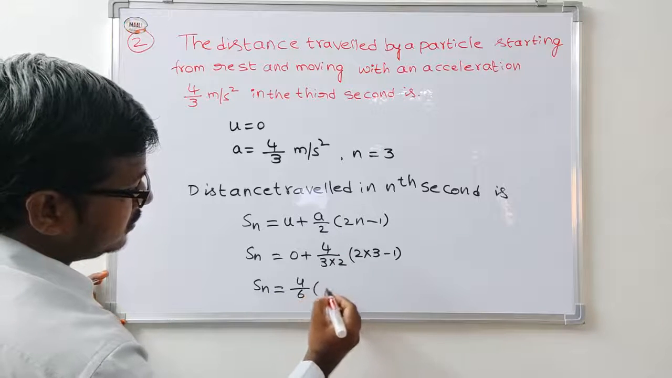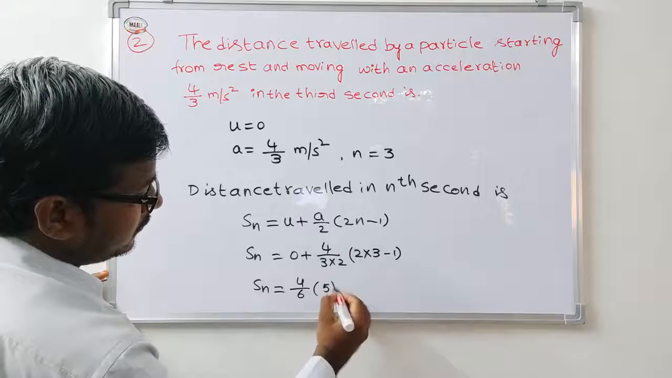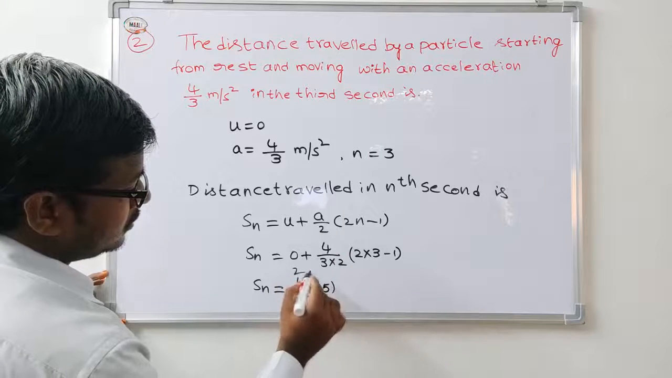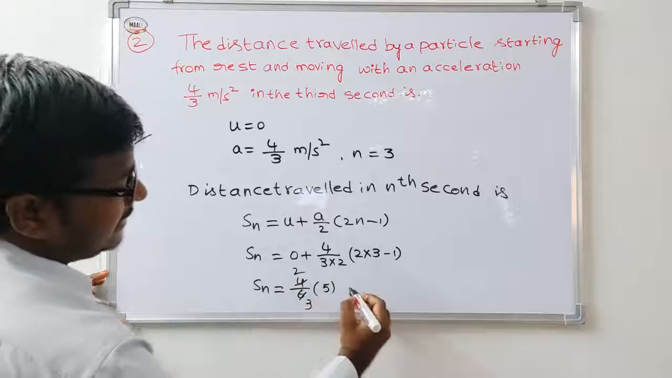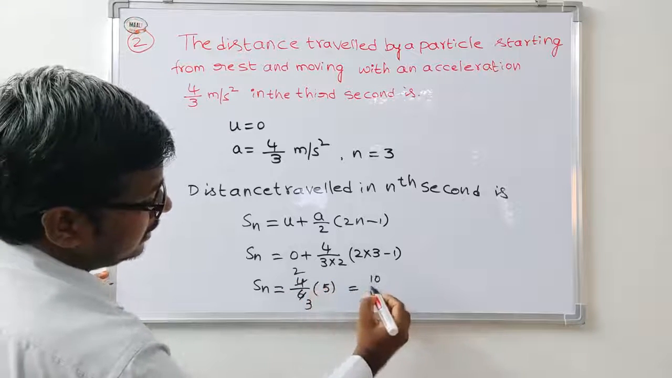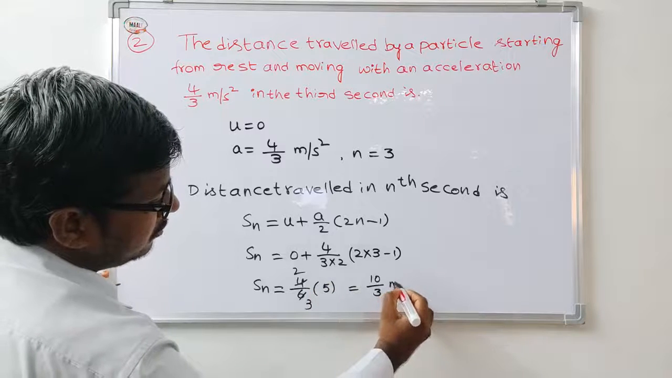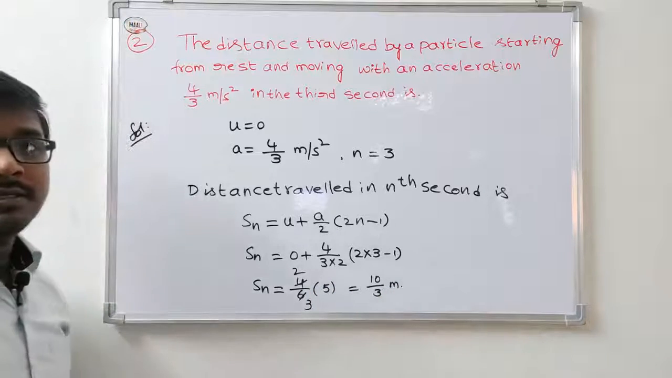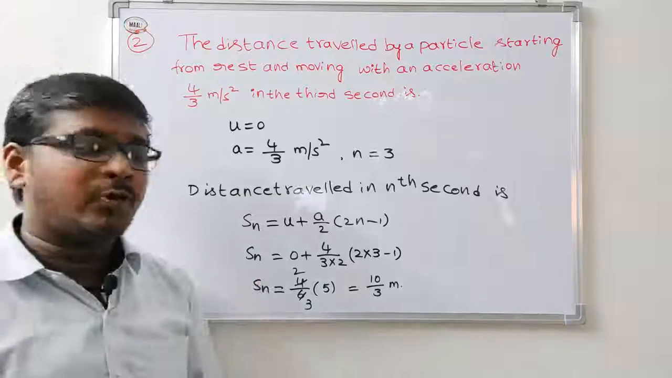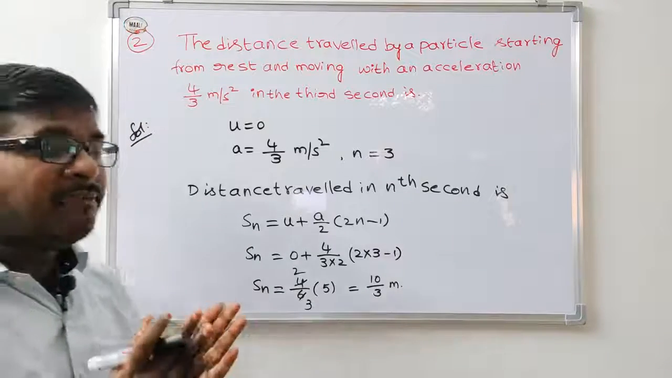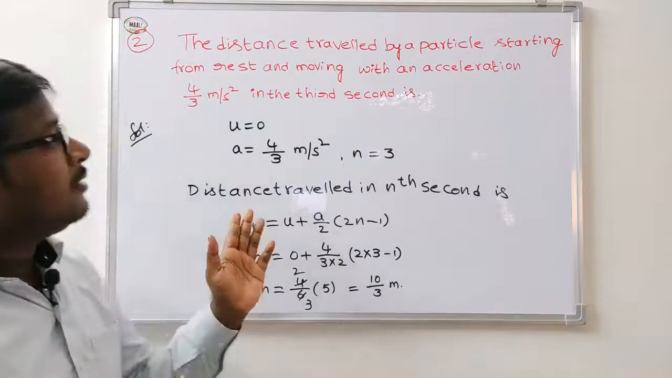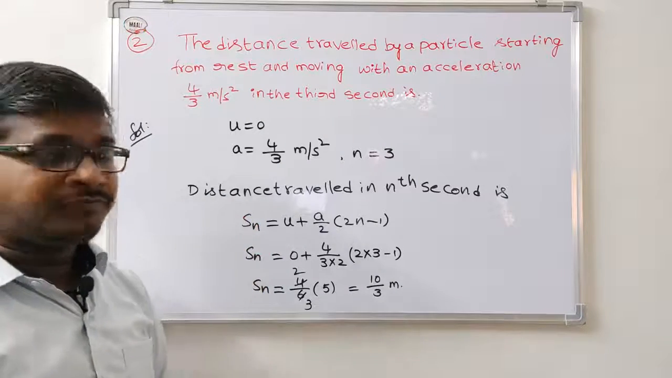Sn is equal to 4/6 into 5. 2 2s, 2 3s, 2 5s, 10. So 10/3 meter. This is a very simple problem, students. Very simple problem. This type of problem is very important in NEET and CBSE level also.